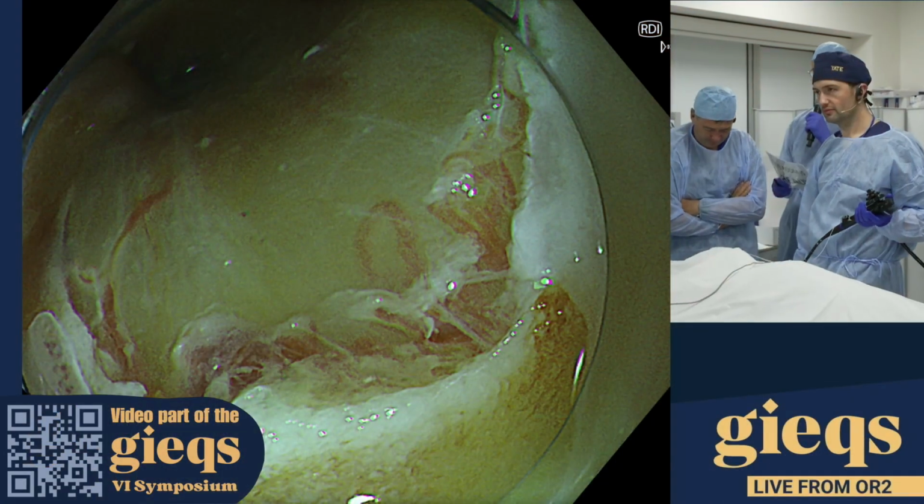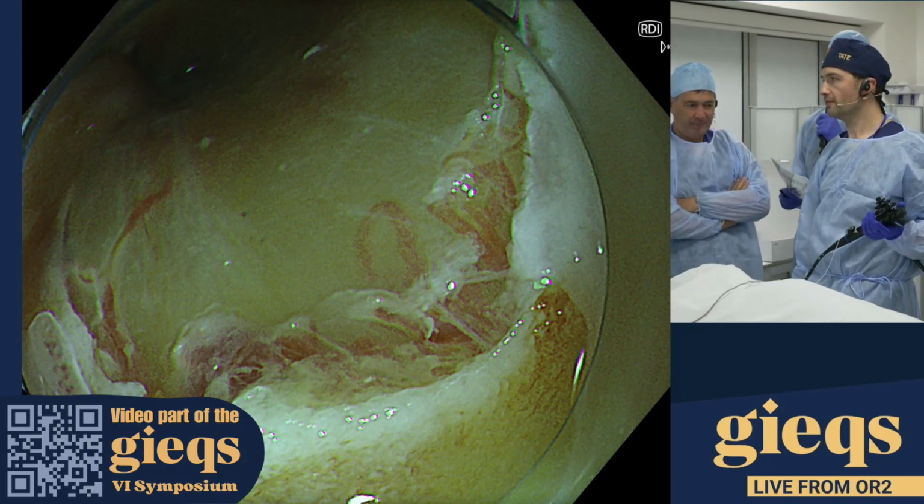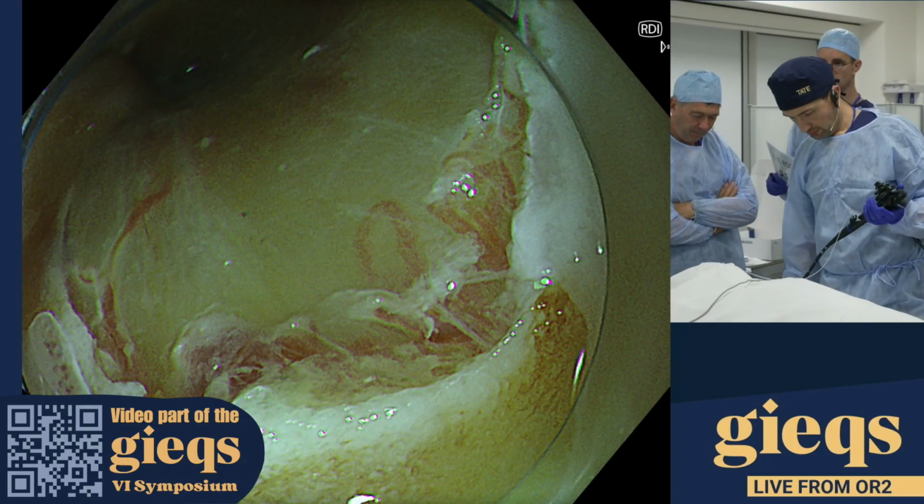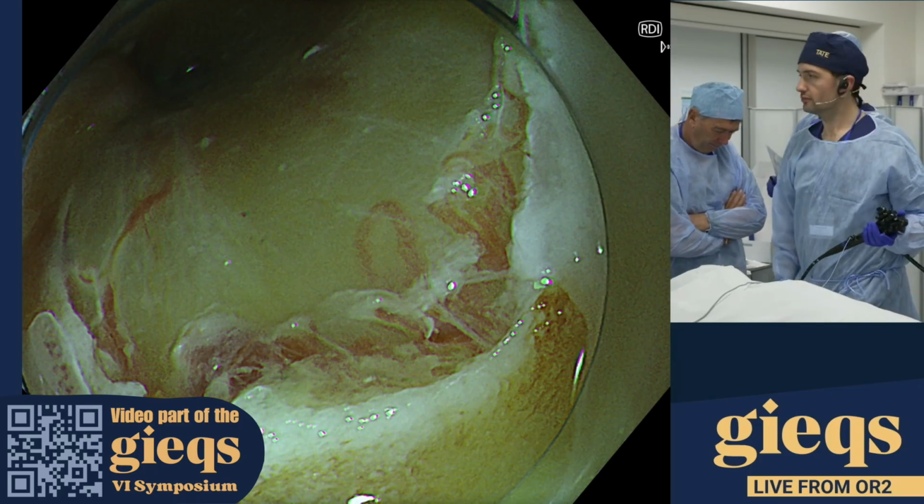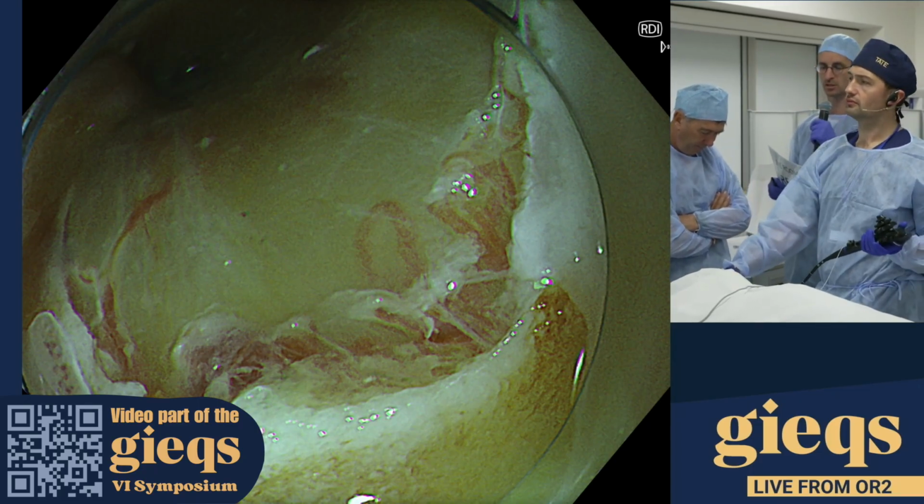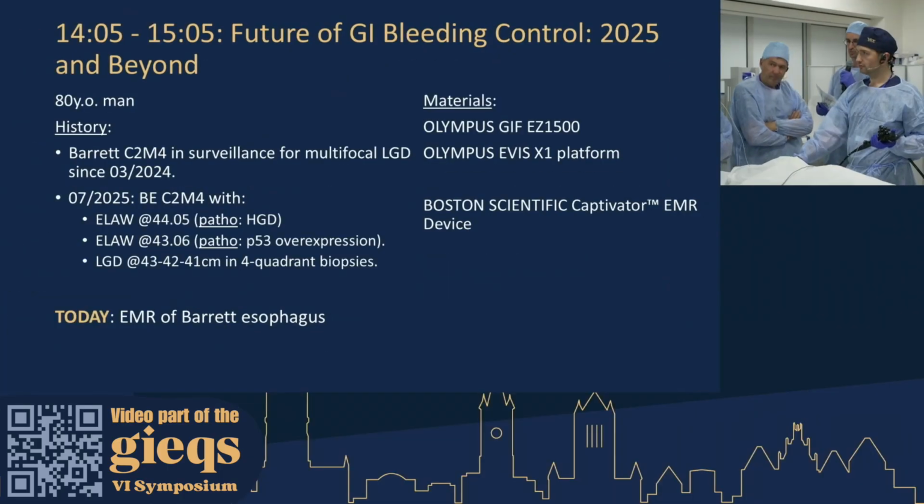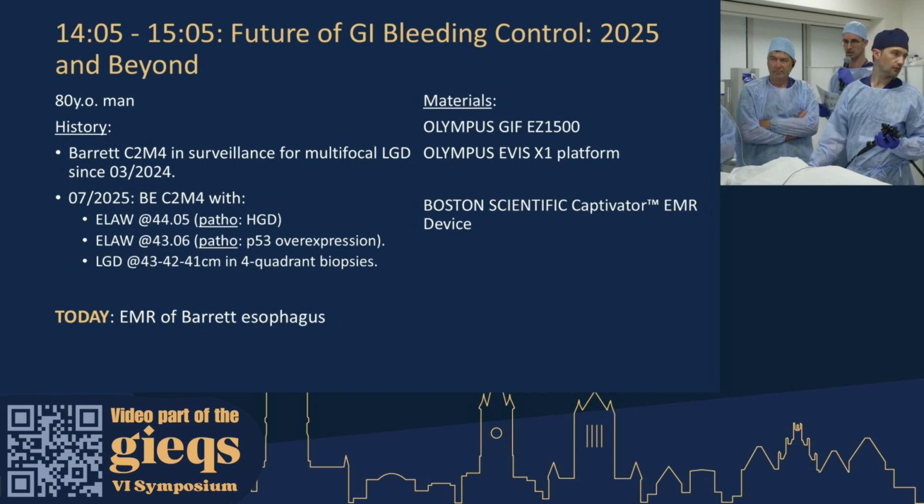So this is an 80-year-old patient who we are following up because of Barrett's esophagus. Maximum extent was C2, M4, and last year it was low-grade dysplasia several times. And this year's follow-up showed high-grade dysplasia in 2 areas that was confirmed on the second read of pathology. And today he was scheduled for a planned treatment of these dysplastic areas.